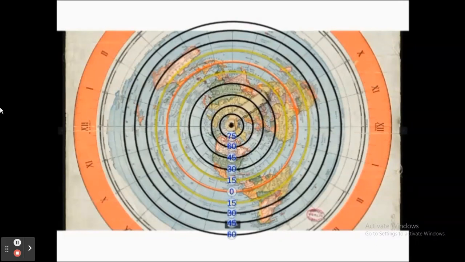Whoa, wait a minute here. What happened to the 75 degrees south? I think I just found our problem. It would appear the flat Earth is not equal in the land masses between the North Pole and the equator, and the equator and the South Pole. So, what does that mean?